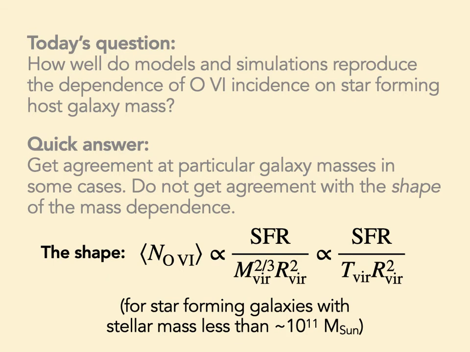This is an empirical scaling that does describe the mass dependence pretty well. The quantity on the left is the average O6 column density within a virial radius of the host galaxy. This average is proportional to the star formation rate of the host galaxy divided by the product of the host halo virial temperature and the projected area out to a virial radius. We also show an equivalent form of the proportionality.